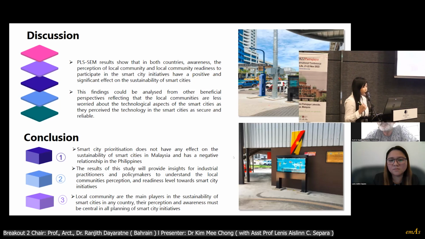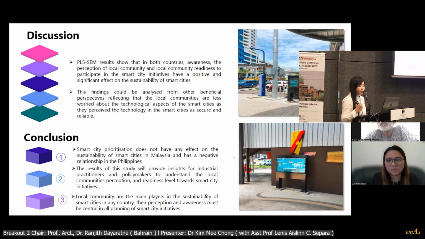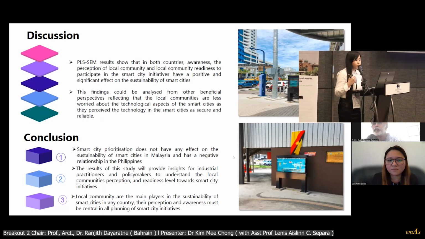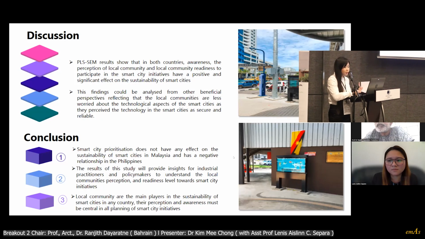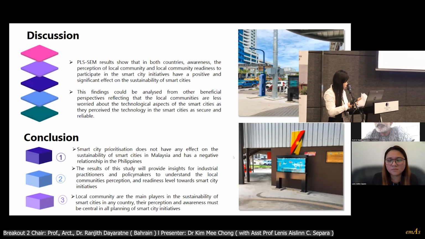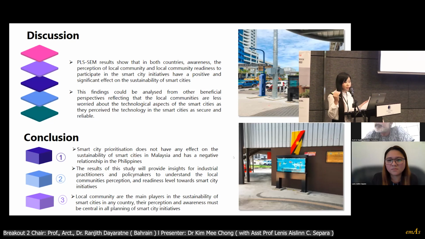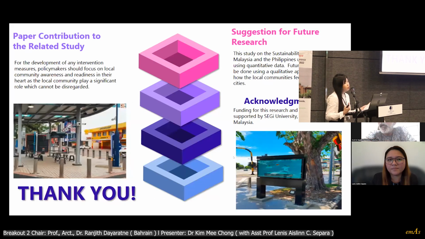This research would be usable for industrial practitioners and policy makers in terms of local community perception, awareness, and readiness. We reflect back on SDG 11, which is sustainable cities and communities, and SDG 9, industry, innovation and infrastructure.